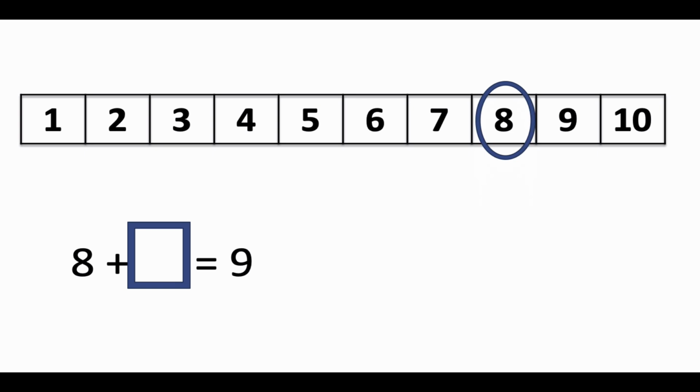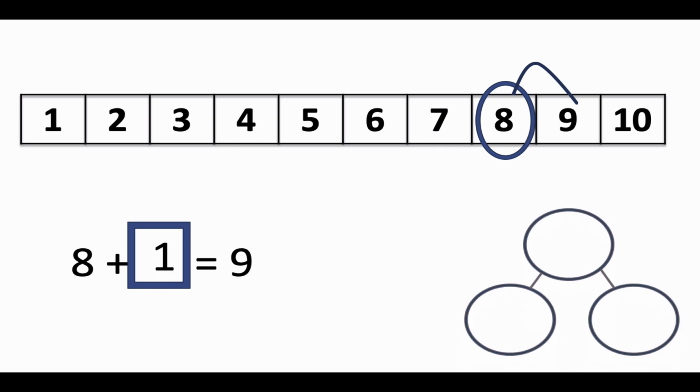and we need to figure out how many we need to add to 8 to get to 9. Friends, go ahead and get your finger, put it on 8, and jump until you get to 9. Jump. Friends, how many jumps did you have to do? Just one, right? Yeah, just one jump gets us to 9. That means 8 plus 1 more equals 9.